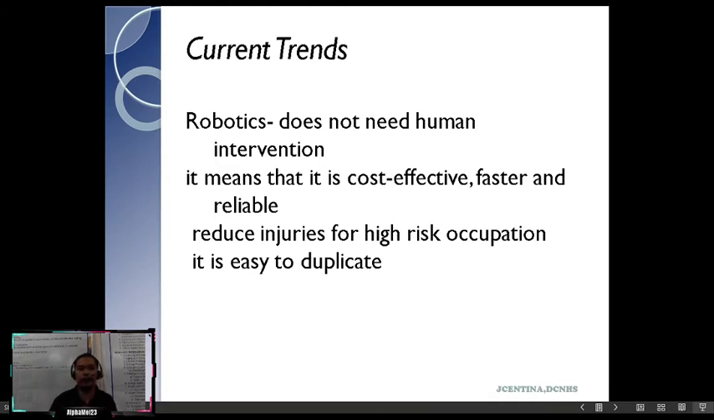So again, if you are going to pursue formulating research problems in robotics and intelligent machines, these are the things that you should take note of.